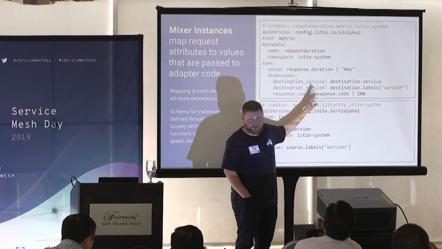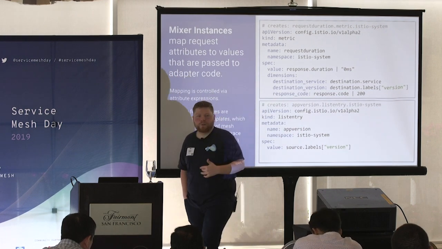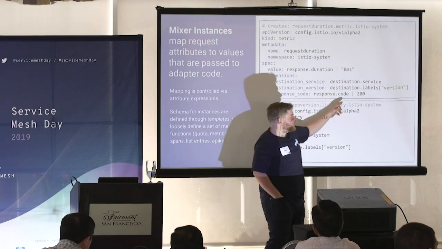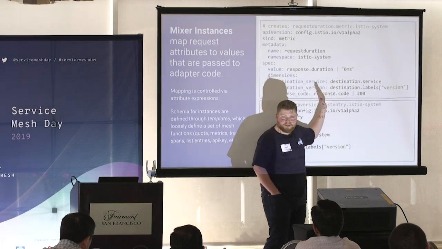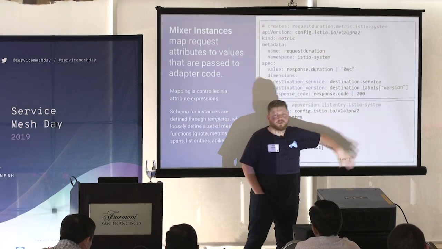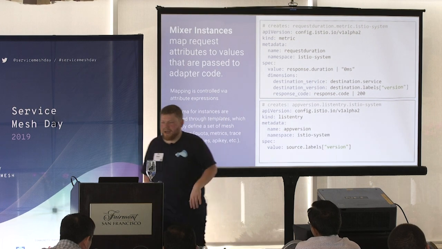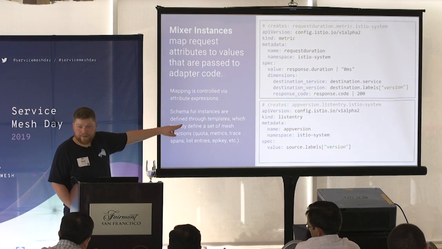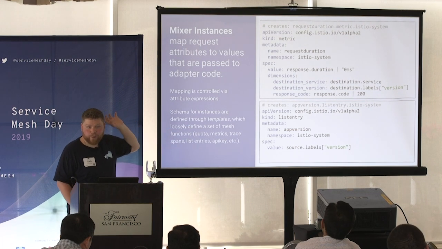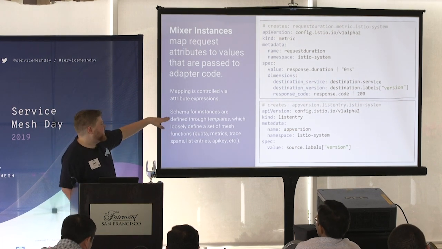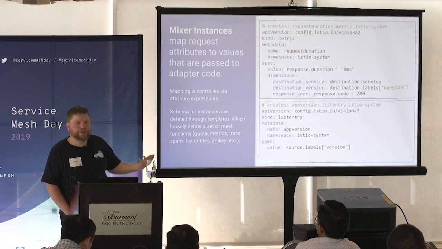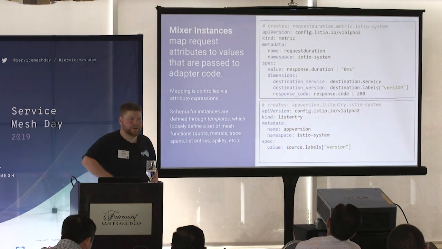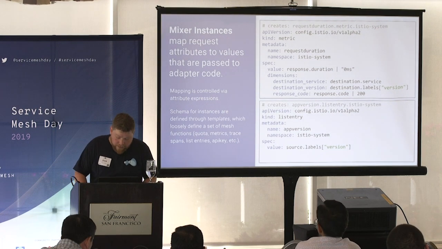So our response code is one of the attributes that gets reported. And what this says is, take the response code, or if it's missing from the request for some reason, fill in a 200 by default. In these other ones, we see that if destination service isn't present, it'll just fail, actually, because there's no alternative. And if the version label doesn't exist, we'll get an empty string. And these are values that actually get handed to our adapter at runtime.